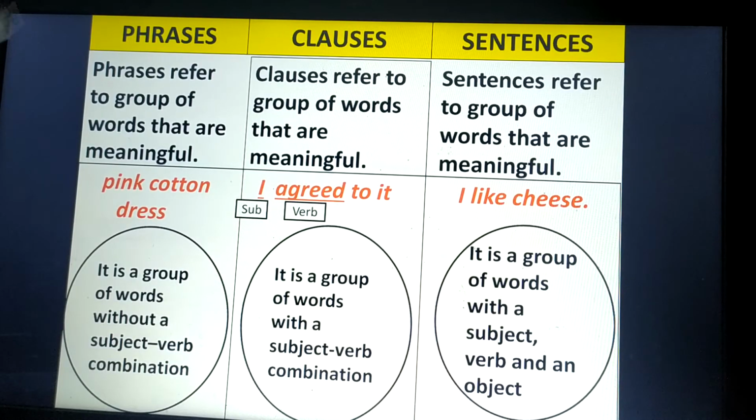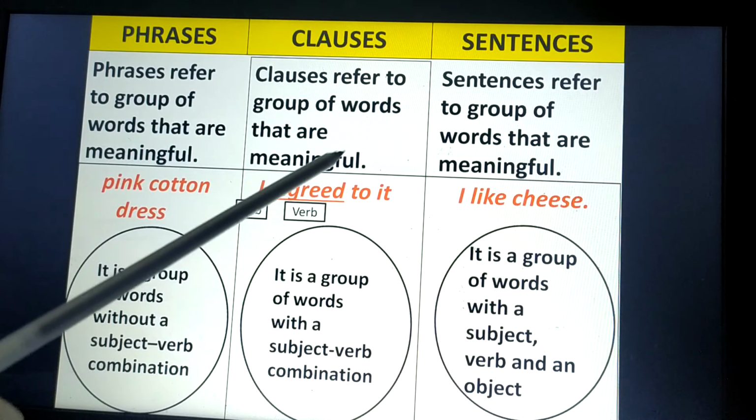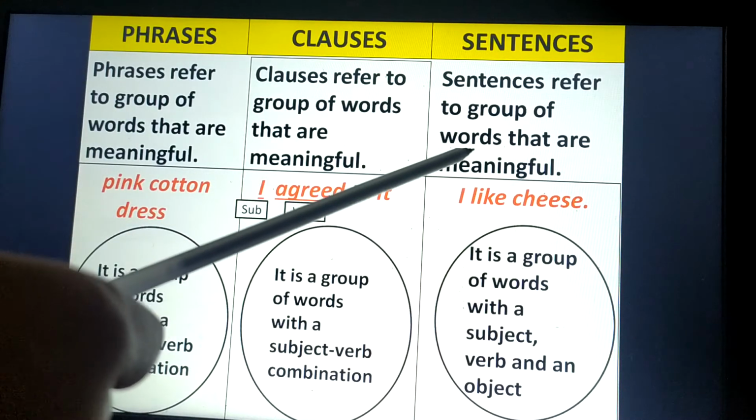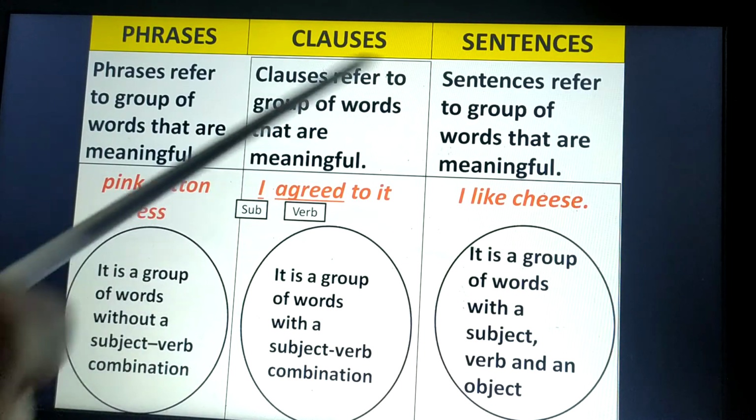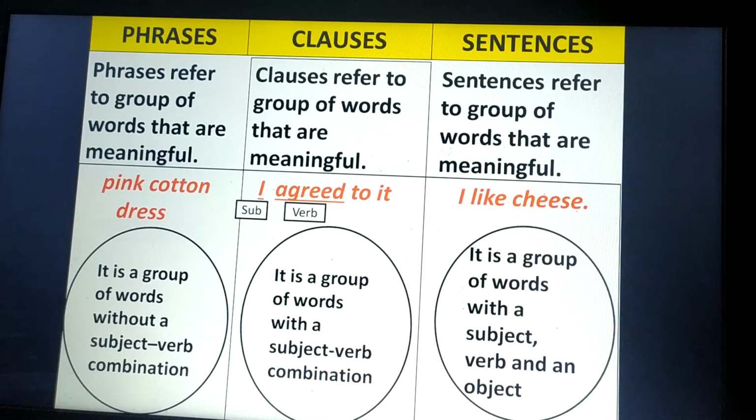You can see here that phrases refer to a group of words that are meaningful. Clauses also refer to a group of words that are meaningful. Sentences also refer to a group of words that are meaningful. These are the similarities. So we can say that phrases, clauses and sentences are groups of words and they all are meaningful also. Look at these examples.